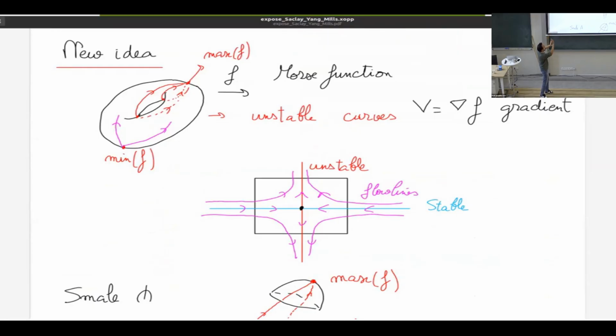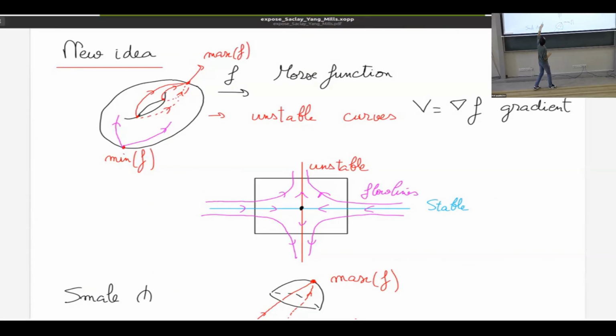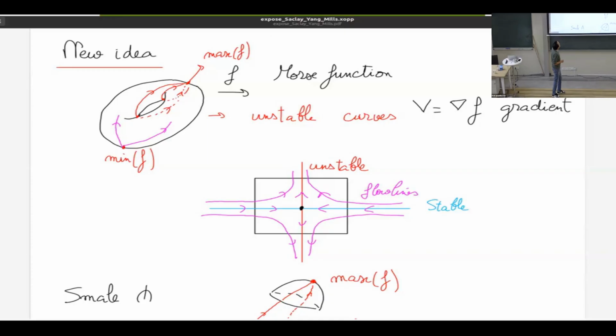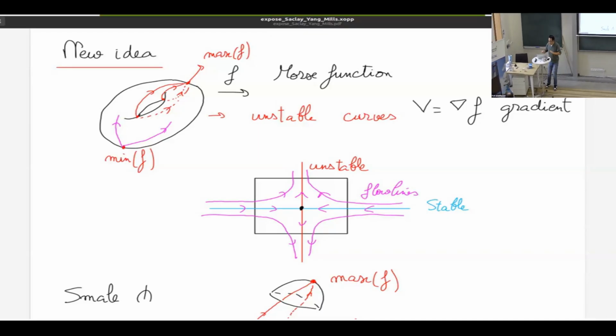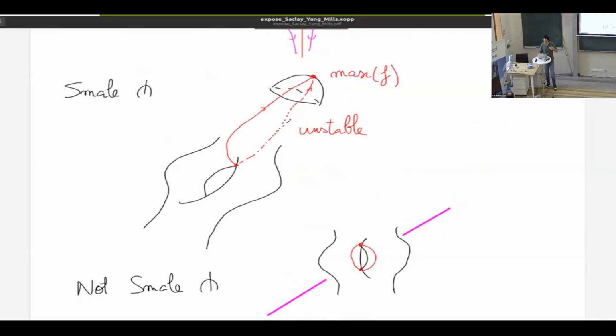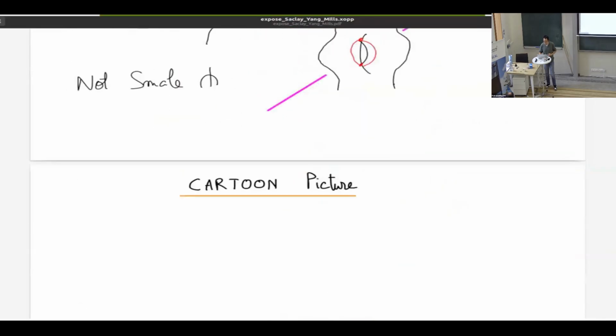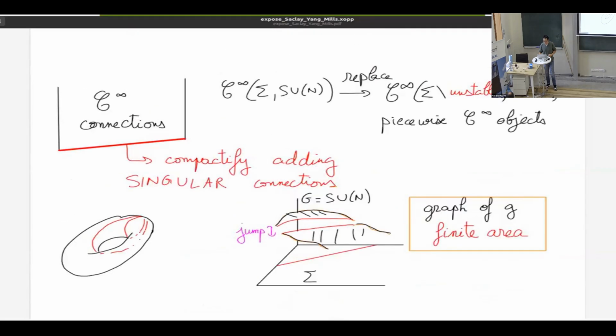You have this Morse function, which is the height function. I represented in purple the flow lines of this Morse function. It has one minimum, one maximum, and two saddle points. Near the saddle points, you have special lines called the unstable curves, which I represent in red, and blue lines called stable curves, which I represented in blue here. So I'm given a certain dynamical system on my surface. And this is the cartoon picture of what we are going to do.